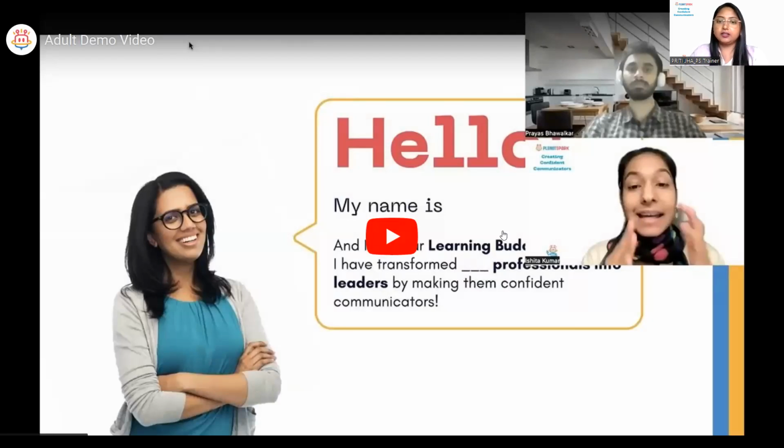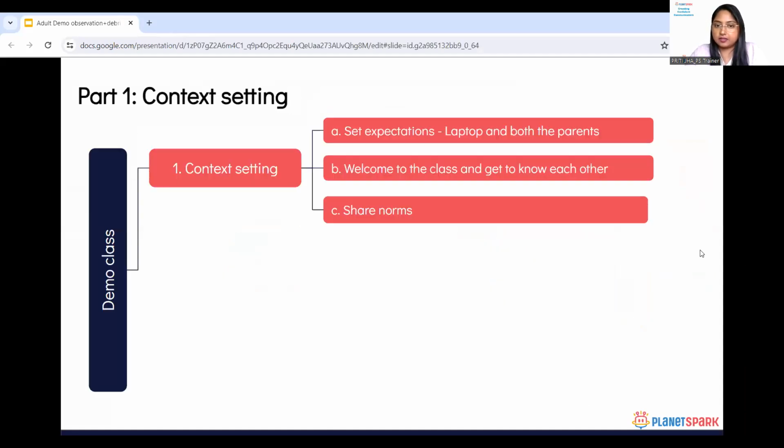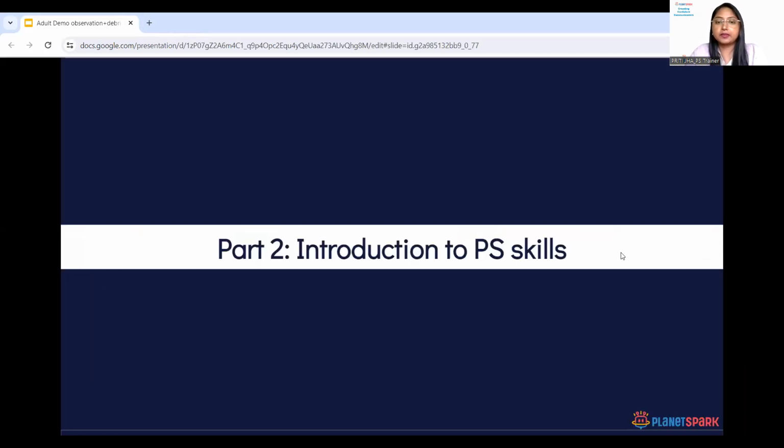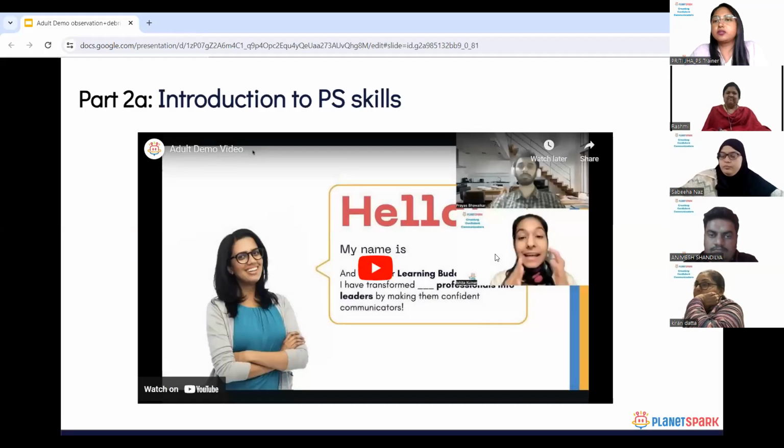Right. So this was again the third part of the context setting. And here we share the norms and the agenda of the class, right? This is very simple. You just have to convey what we are going to do in this demo class, right? Now, shall we move to part 2, introduction to PS skills, or do we have any questions over here? No? Okay, great. I don't think there should be any question. Great. So now comes the PS skills, introduction to PS skills. Again, there is an icebreaker activity.